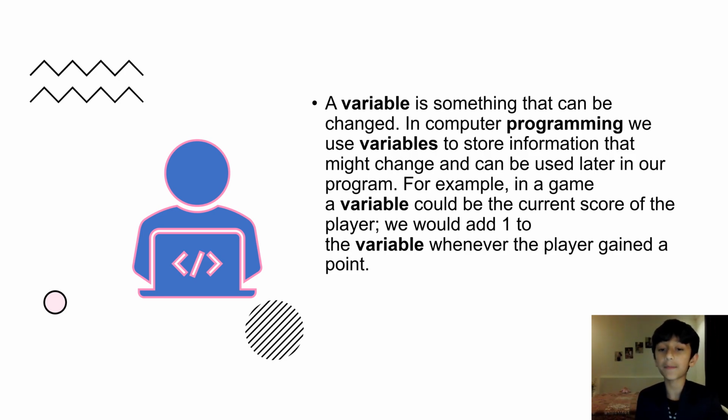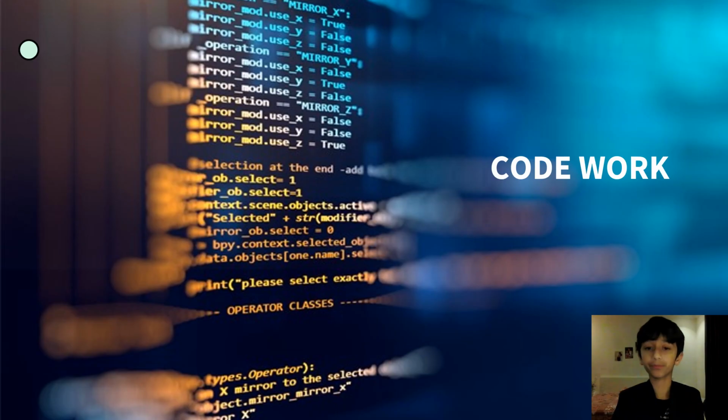For example, in a game, a variable could be the current score of the player. We would add 1 to the variable when the player gained a point. So now we're going to do some code work.